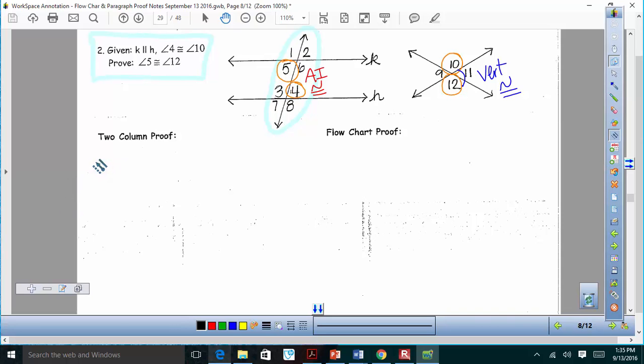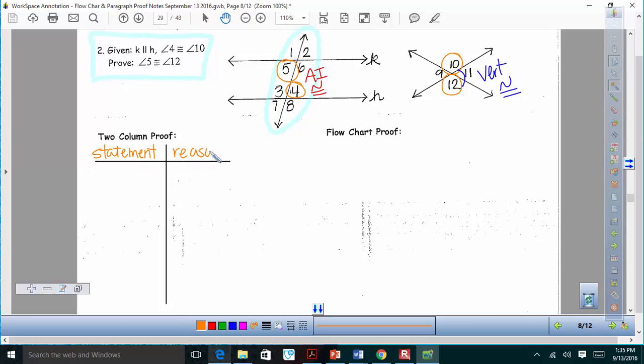So we're going to do 2 columns. We're going to label them statement and reason. Okay, how many steps should this proof have? 4. I'm not gonna write all 4 just yet. What is my very first step, Isabel? Write the given. So K is parallel to H, and angle 4 is congruent to angle 10. Okay, and I know that because it's given.